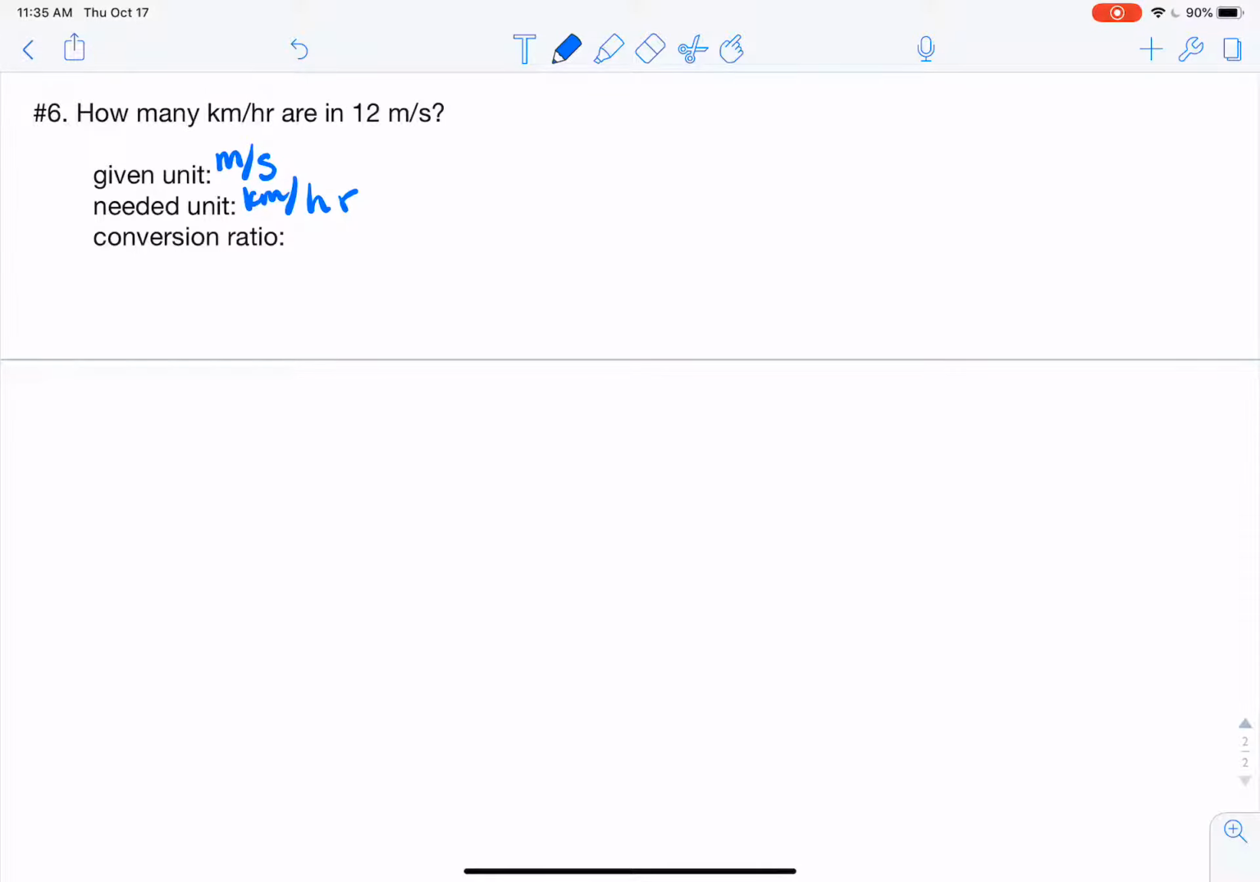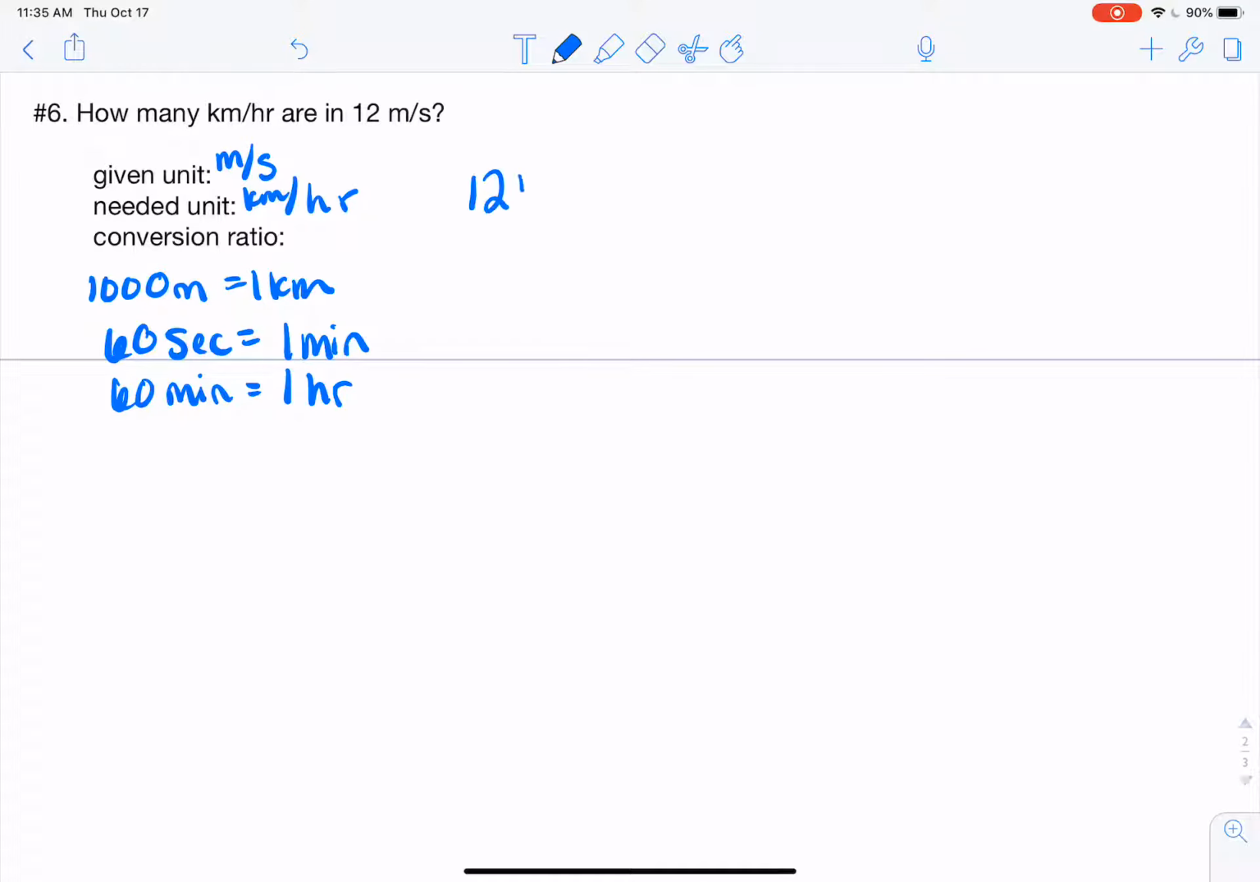So ratios that we're going to need. We know that there are 1,000 meters in 1 kilometer, so we're going to need that. We know that there are 60 seconds in 1 minute. We know that there are 60 minutes in 1 hour. So I think that's all the conversions we'll need to solve this, but we're going to set it up just the same. So I start with my given unit, which is 12 meters per second, and I'm going to put that over 1, times the first conversion ratio.